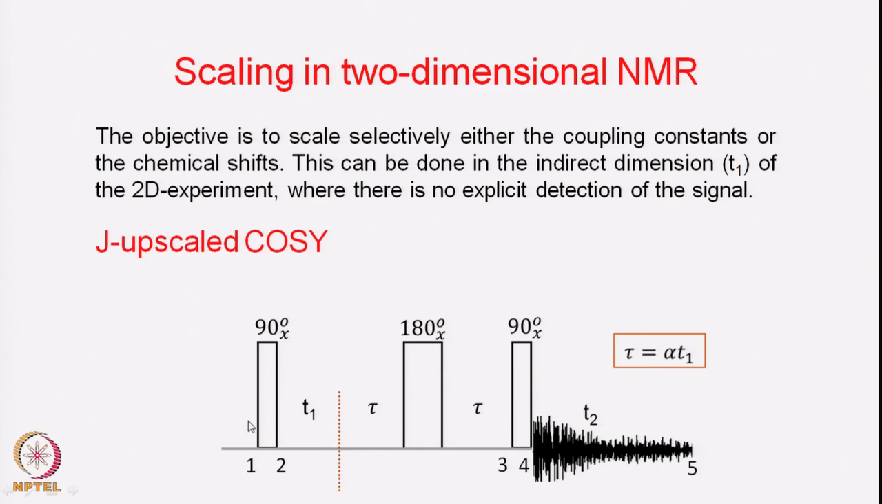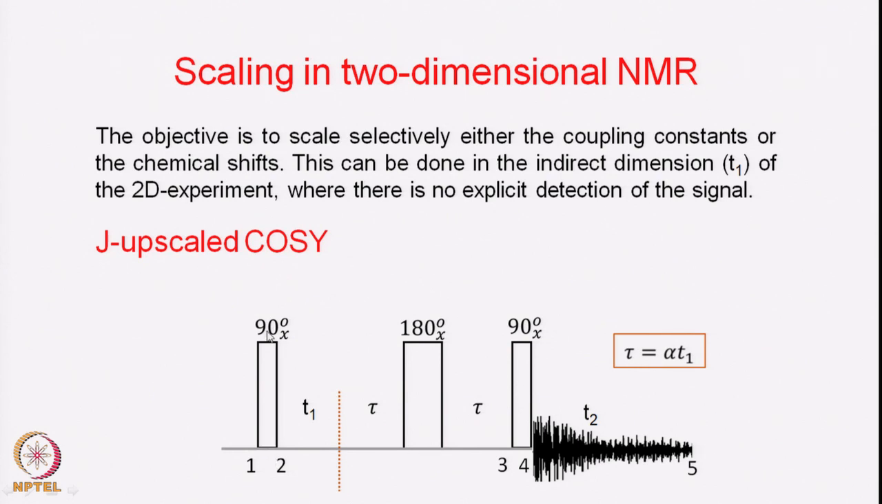Whereas in the T1 period, which is before the detection period, where there is no actual detection of the signal, we can play around with the pulse sequence and get some information of the type you want. We did the same thing in constant time COSY, where we had decoupled along the F1 axis. Here we are now going to discuss how we can make the J coupling constants changed. In this particular case, we will see that the J's will appear upscaled. Okay? And the pulse sequence is as follows.